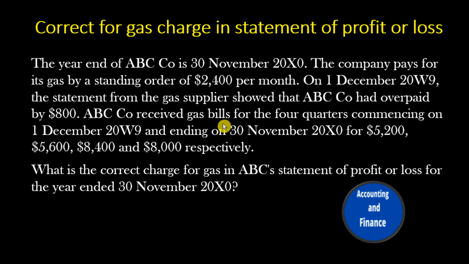ABC Co. received gas bills for the 4 quarters commencing on 1 December 20X9 and ending on 30 November 20X0 for $5,200, $5,600, $8,400, and $8,000 respectively. What is the correct charge for gas in ABC's statement of profit or loss for the year ended 30 November 20X0?